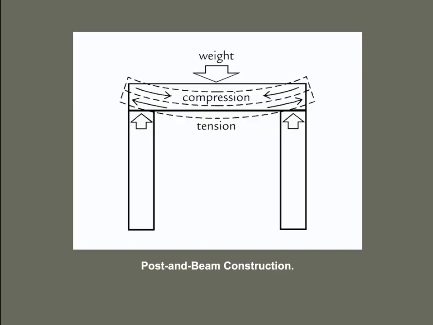Moving on, we're going to talk about post and lintel construction, which is the next elemental step from just stacking. In post and lintel construction, it's going to be based on 2 uprights, which are the posts, and then 1 horizontal, which is the lintel. You can see that the weight of the lintel is going to be carried down to the ground by the posts.